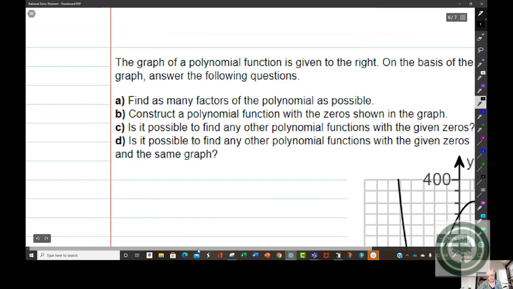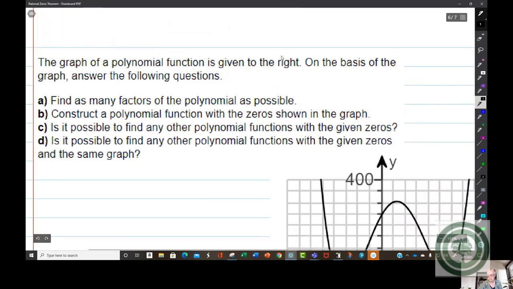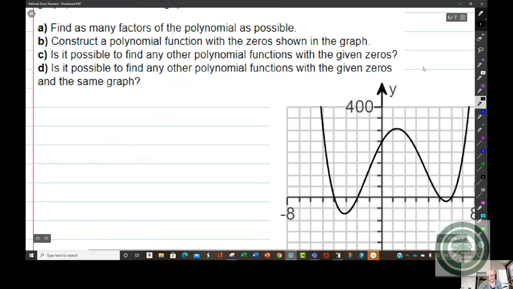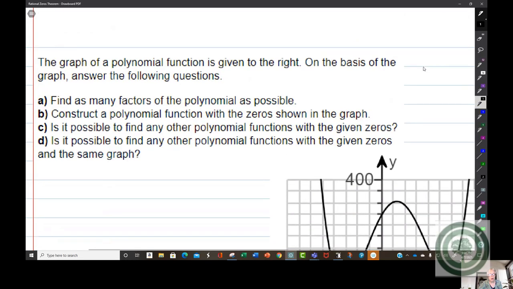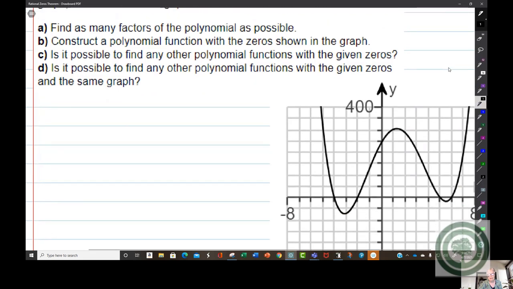While we're at it, we might as well do another problem. Find as many factors of the polynomial as possible. It says the graph of the polynomial function is given to the right. On the basis of the graph, answer the following questions. Find as many factors of the polynomial as possible. And the way they want it written is just the factors with commas in between.